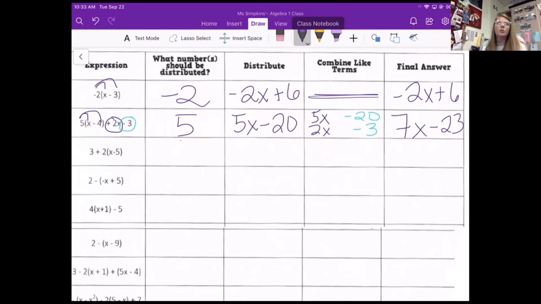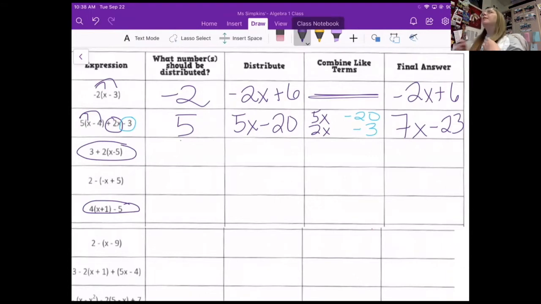All right, I want you to try 2 of them on your own, and I'm going to circle them. I want you to try the 3 plus 2 times x minus 5 and 4 times x plus 1 minus 5. I'll give you like 5 or so minutes to work on those 2. I'm skipping number 4 for a reason. We'll come back to it.